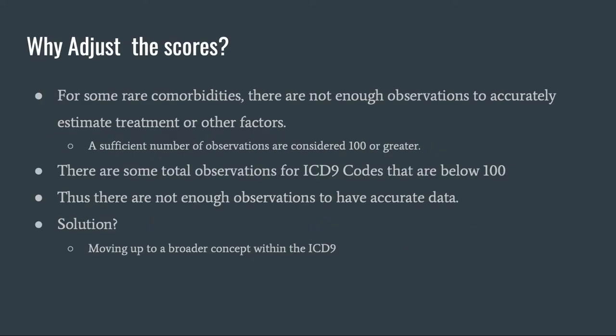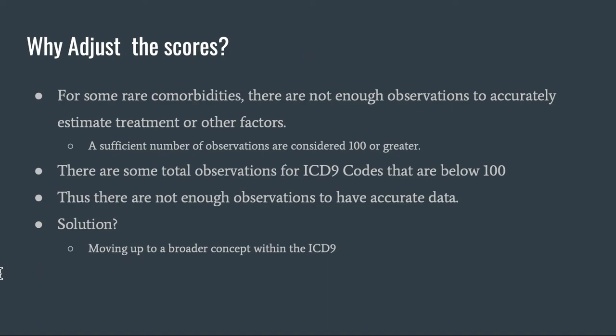So why are we adjusting the scores? For comorbidities, there are not enough observations to accurately estimate treatments or other factors. So a lot of these observations are considered 100 or greater. For us to be able to adjust the scores, we have to do certain things to calculate it. And since there aren't enough observations, we have to make a broader concept within ICD-9.